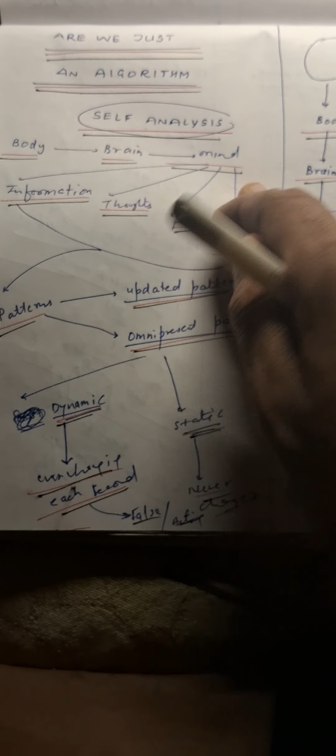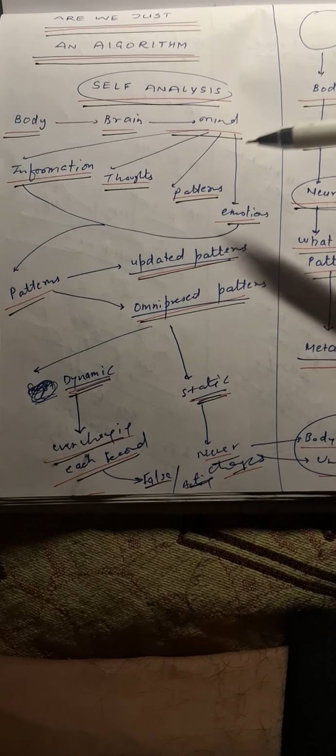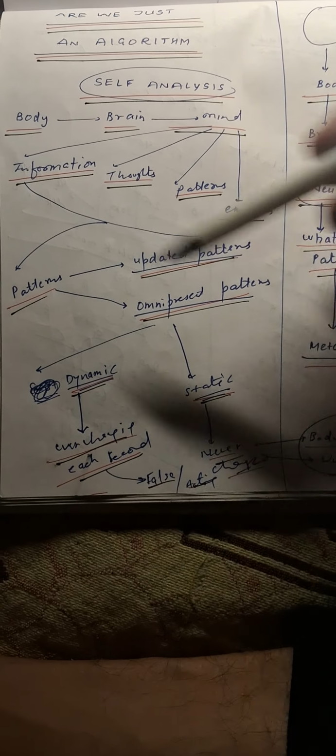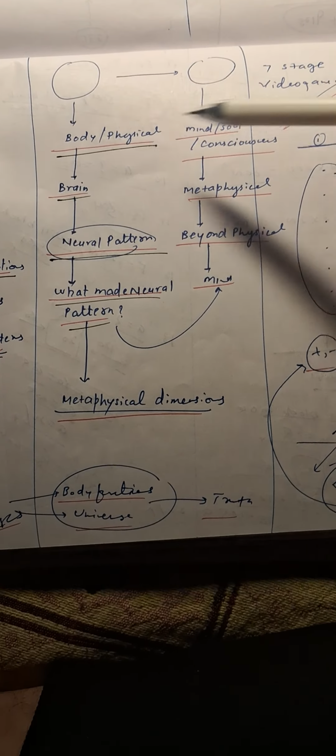Then we have another video, it's a metaphysical video: are we just an algorithm, processes, body, brain, mind, its coordination, brain waves, patterns, then physical and metaphysical dimensions, how they are related. Then 7 levels of consciousness corresponded by 7 human chakras, their relation and how they work.